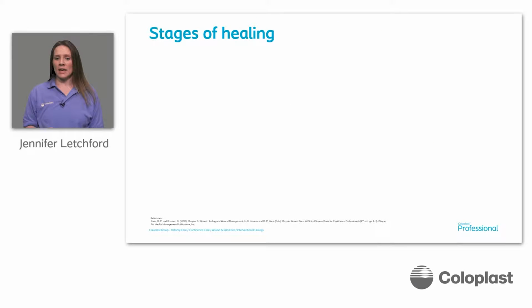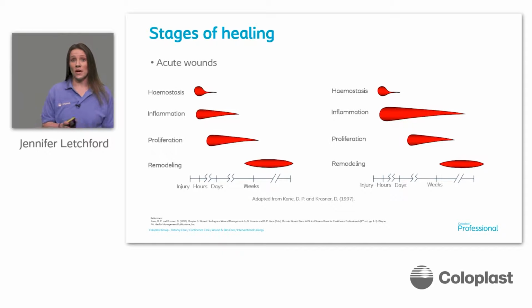So the stages of healing that the body goes through are the same for both acute and chronic wounds. What you will notice is that actually the inflammation in the chronic wounds or hard to heal wounds, that phase tends to last longer. There will be an overlap in these phases of wound healing.